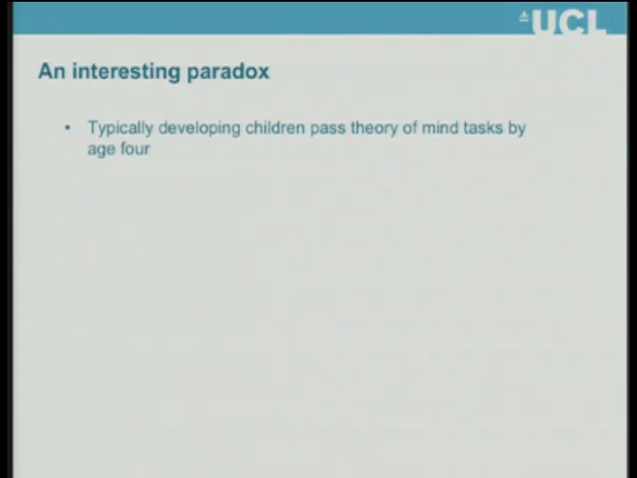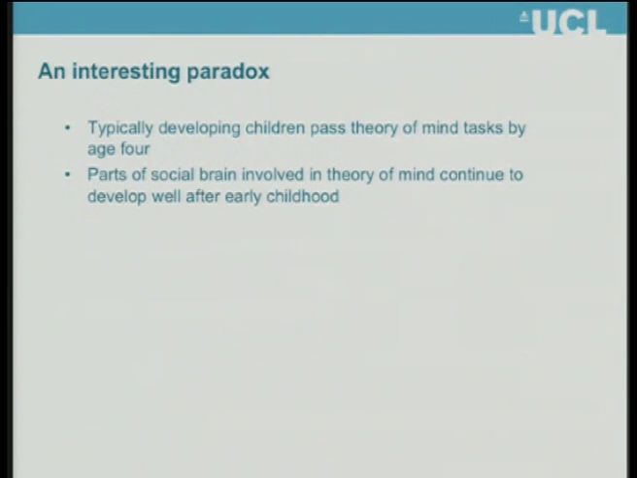We know that typically developing children pass theory of mind tasks by age 4. It's very difficult to construct a theory of mind task, for example, involving false belief understanding, that a child of age 4 or 5 can't pass. And if they can't pass it, then it's really quite likely that an adult can't pass it either. So something kind of switches on in terms of theory of mind development at around age 4.